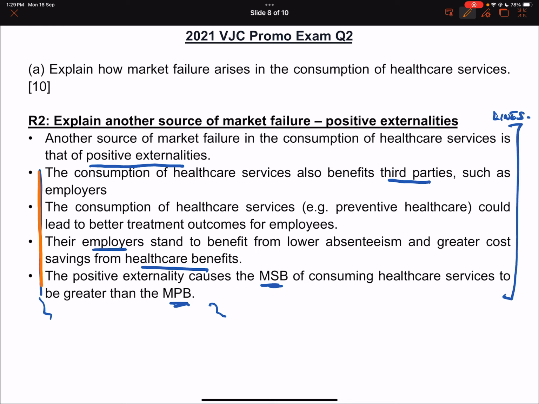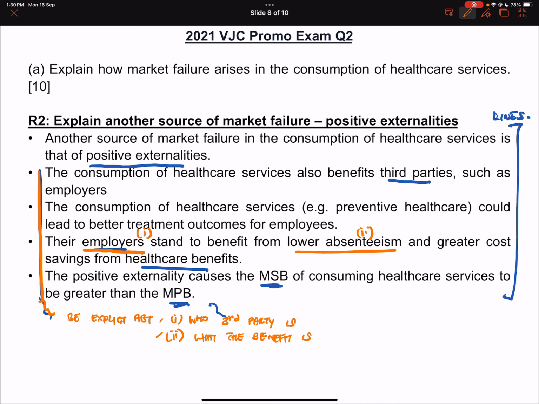Okay, so this chunk, this orange chunk over here, you want to be explicit about, number one, who the third party is, which in this case you can see is employers. I'm very explicit about it. It helps you think better to know who the third party is. Then after that, tell me what the benefit is. How does this guy benefit? Oh, he benefits because there's lower absenteeism. Okay, so to help you elaborate, I think following these two steps are quite good.